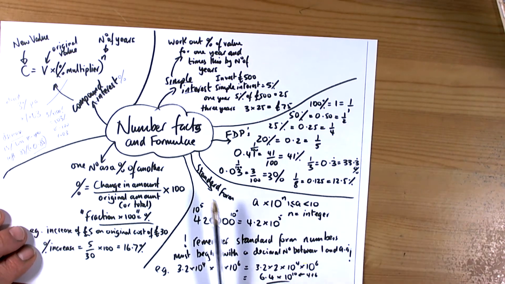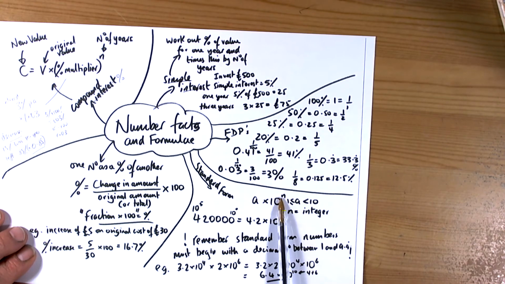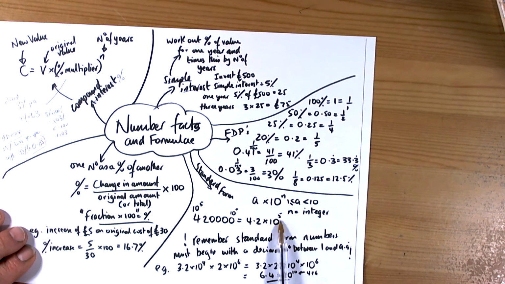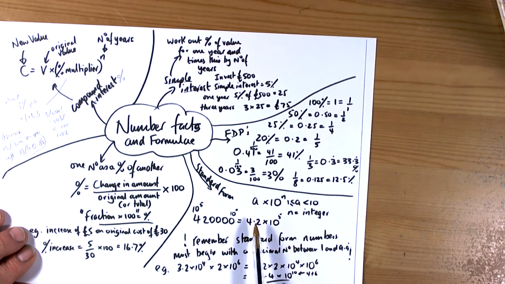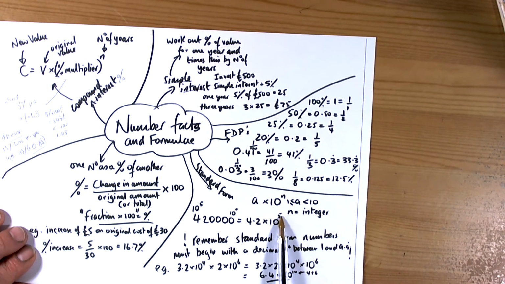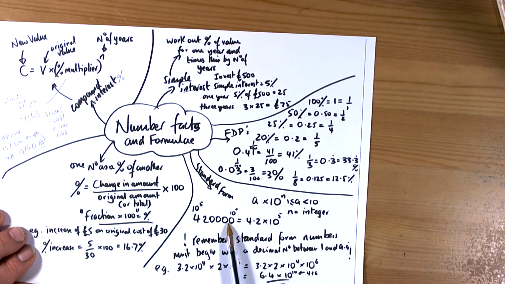Standard form, we've got to remember the front of a standard form number must be a number between or equal to 1 but less than 10, and the power of n must be a positive or negative integer, so a whole number, positive or negative there. And the power here tells you how many places the front part is going to go up or down. Positive, it's going to move up, so power 5, 420,000. If it was negative 5, it'd be going the other way around.